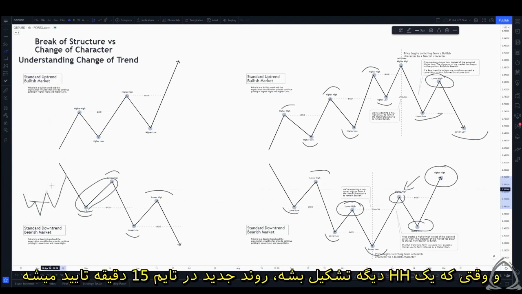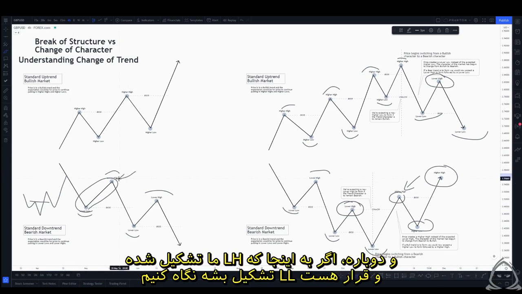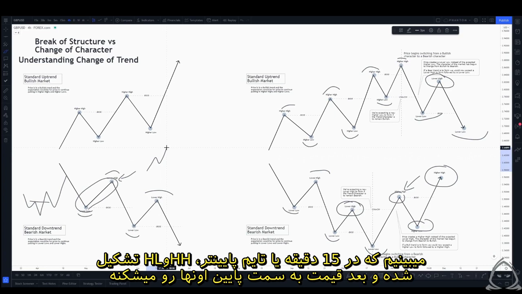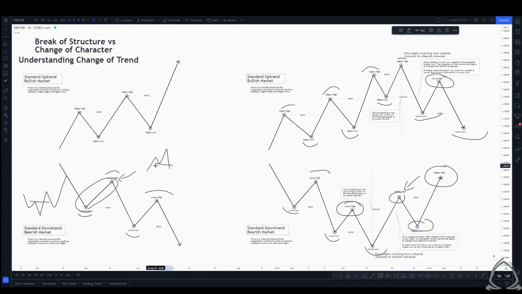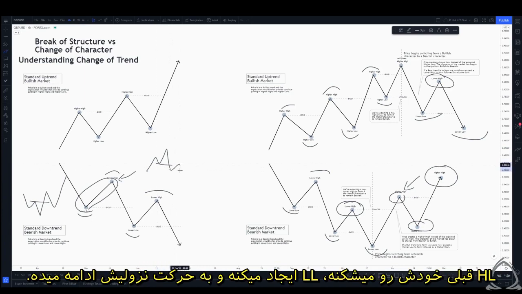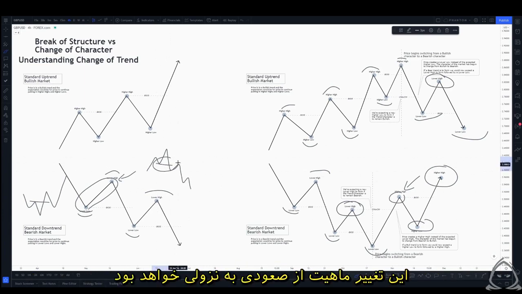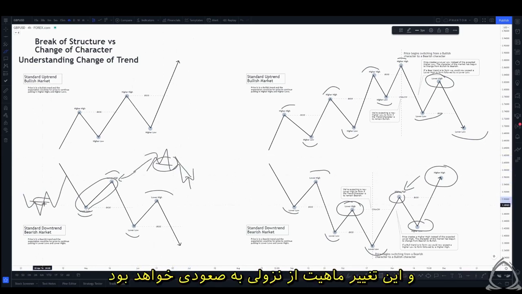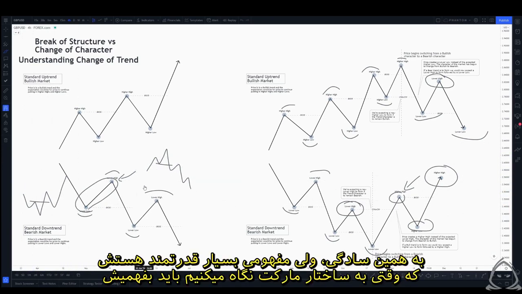And then once we create another higher high, we have now confirmed a bull trend on the 15-minute. And then again, if we look at this spot where we form the lower high and then start to form our lower low, we would see the 15-minute or a lower time frame creating higher highs and higher lows. Then price would break to the downside, breaking the previous higher low, forming a lower low, and then continue to move to the downside. This would be the change of character from bullish to bearish, and this would be the change of character from bearish to bullish. It's as simple as that, but it's an incredibly powerful concept that we really need to understand when we're looking at market structure, when we're looking at trading supply and demand.